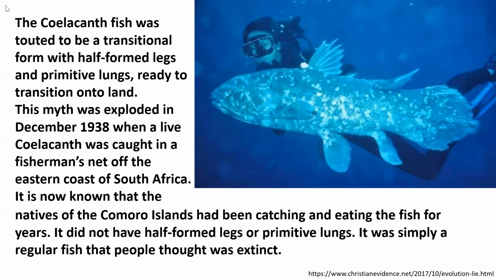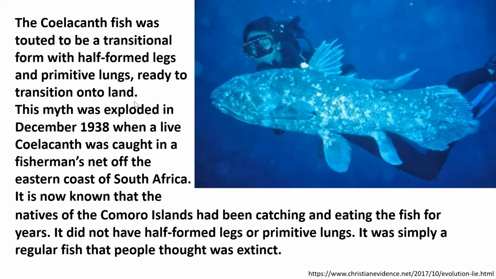This coelacanth fish was touted to be a transitional form. That means in between, with half-formed legs and primitive lungs, ready to transition onto land. So it's supposed to be a fish with legs, so that the fins will drop off and the legs will develop, and then it becomes something that can live on land and walk on land.